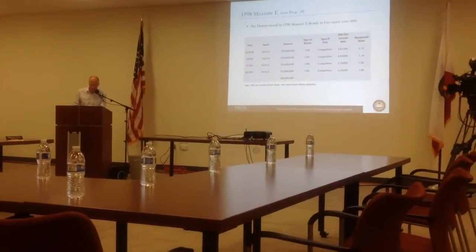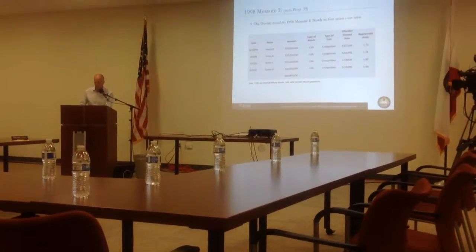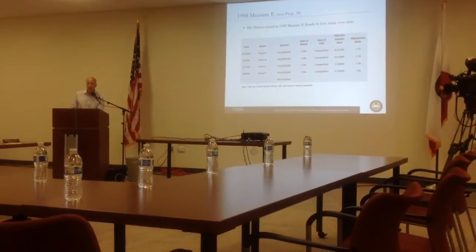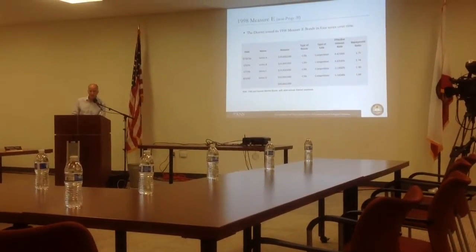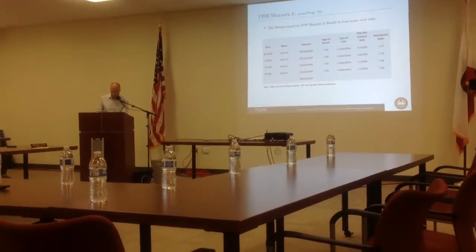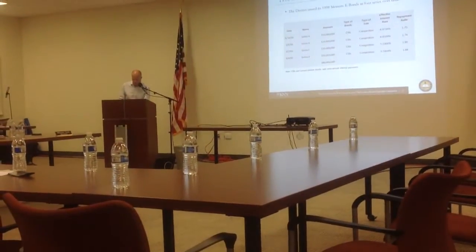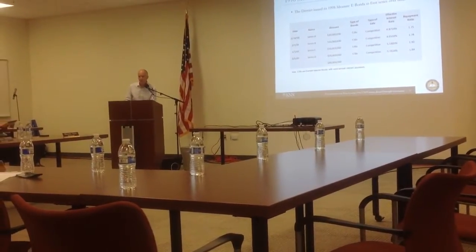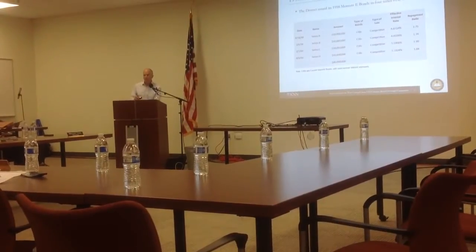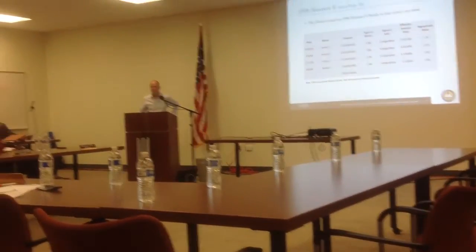The type of bonds used, CIB, is current interest bond. We talked about that. The method of sale. Here the district was using that competitive method I was talking about. The overall interest rate, and then that repayment ratio. We thought would be kind of interesting also.